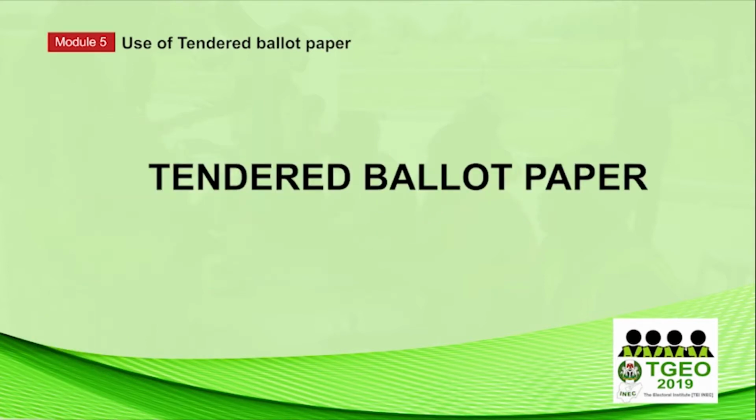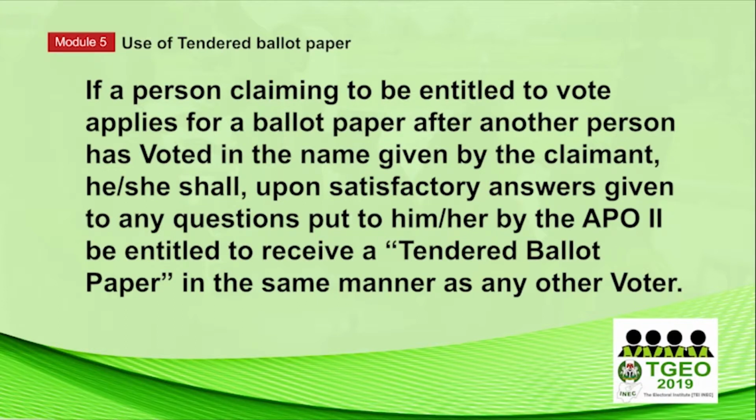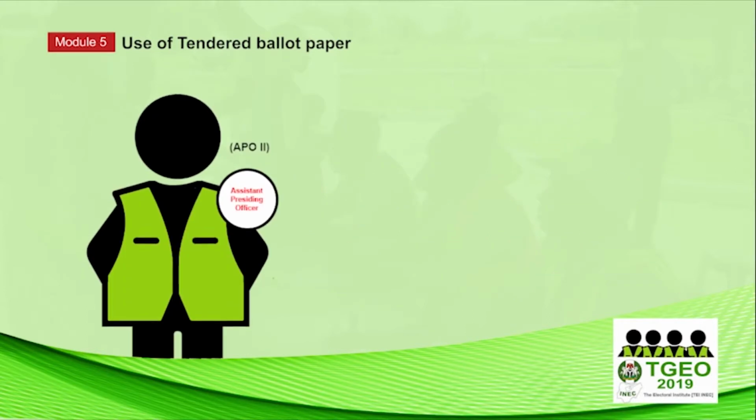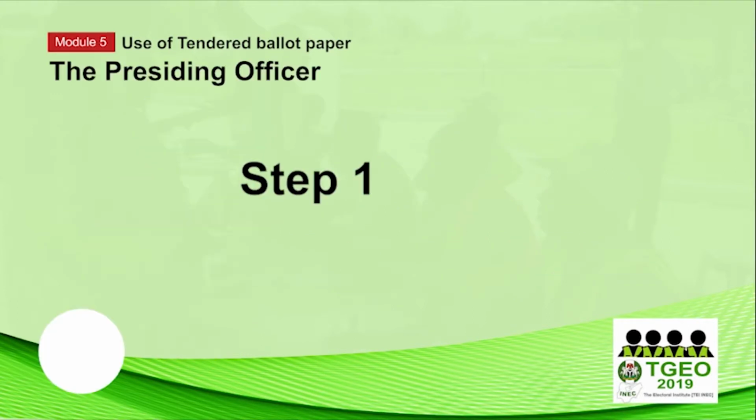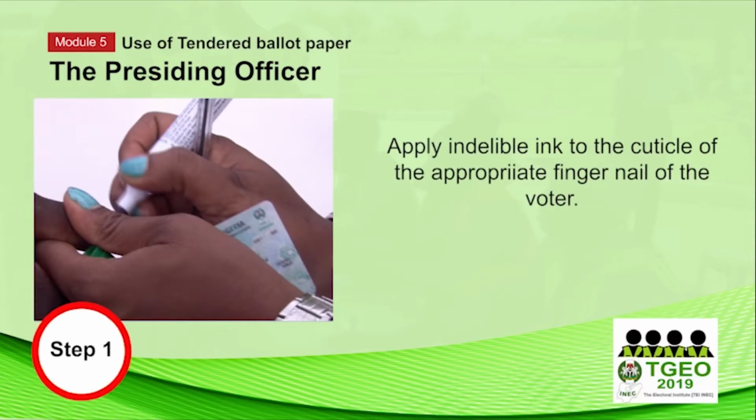Tendered ballot paper. If a person claiming to be entitled to vote applies for a ballot paper after another person has voted in the name given by the claimant, he or she shall, upon satisfactory answers given to any questions put to him or her by the APO2, be entitled to receive a tendered ballot paper in the same manner as any other voter. The APO2 shall: Step 1. Apply indelible ink to the cuticle of the appropriate fingernail of the voter.